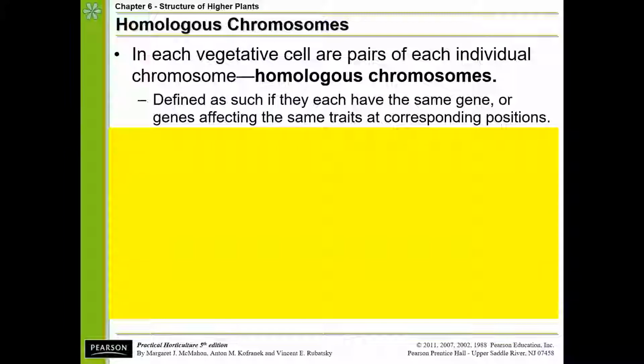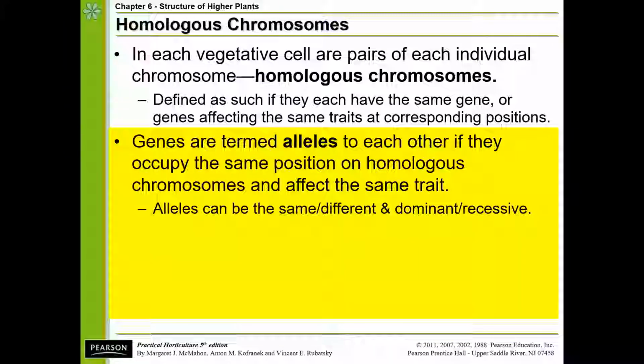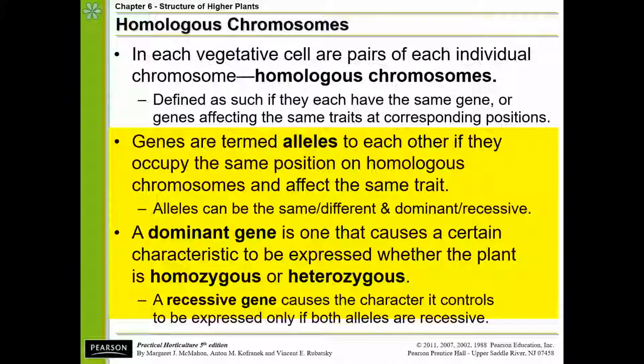And when we have multiple genes on the same chromosome, they are termed alleles. So the alleles are kind of how the genes interact. And again, the alleles could be dominant or recessive, and they can be homozygous or heterozygous. So homozygous being that they would both be dominant or recessive, both alleles affecting a trait, or heterozygous being one would be dominant and one would be recessive. So that's important to know.